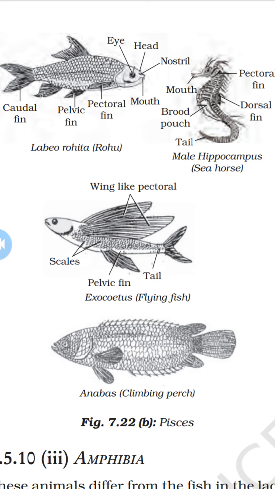They lay eggs. There are many kinds of fishes, some with skeletons made entirely of cartilage, for example shark, and some with skeletons made of both bone and cartilage, such as tuna as well as rohu. Examples of Pisces include mandarin fish, anglerfish, lionfish, electric ray, stingray, dogfish, rohu, seahorse, flying fish, and climbing perch.